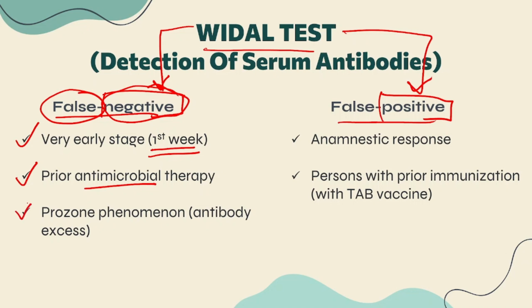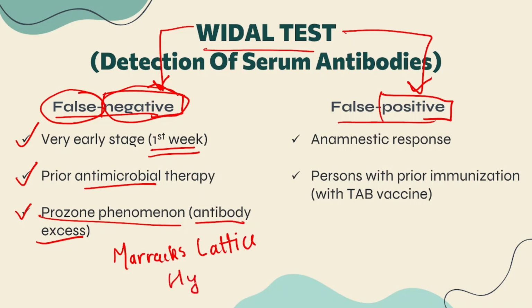And last is called the prozone phenomenon. A case where antibody is in excess, guys. Now this prozone phenomenon is a concept in immunology, guys. When we study the antigen-antibody reaction in immunology, there is a prozone phenomenon, then the zone of equivalence. It is a part of, I guess, the Marrack's lattice hypothesis. According to this hypothesis, the antigen and the antibody will react only when they are present in appropriate proportions; only then will the reaction take place.